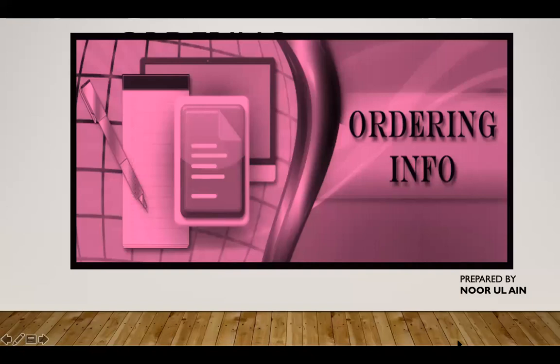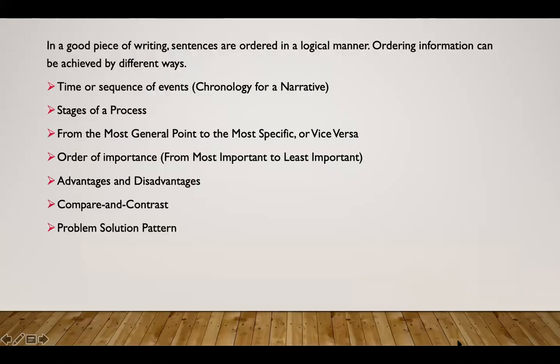Today we are going to start a new topic that is ordering information. So what is meant by ordering information? It's basically organizing your sentences or the information that you have got in the pre-writing stage for drafting. Every good piece of writing contains sentences that are ordered in a logical manner. And ordering information can be achieved in different ways.